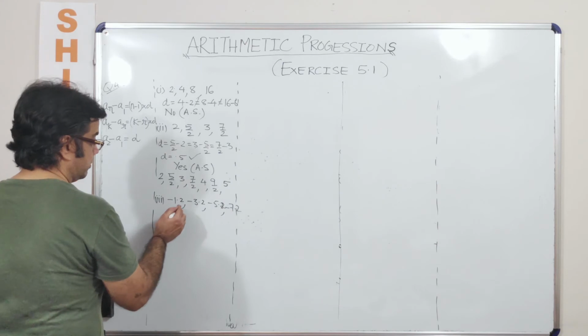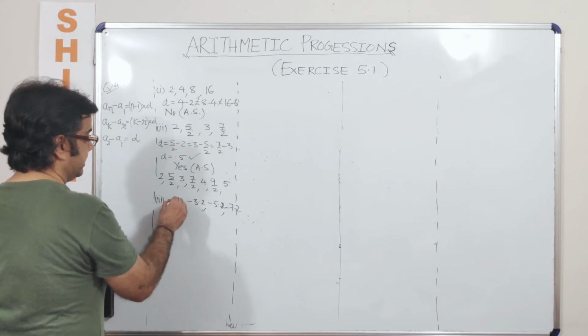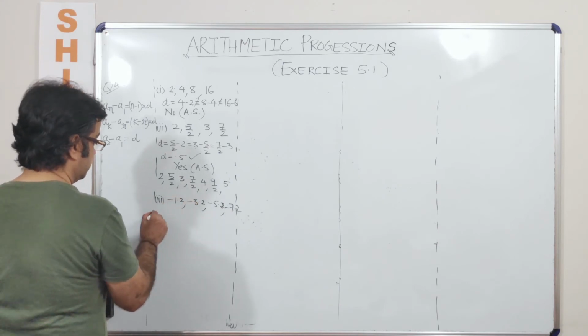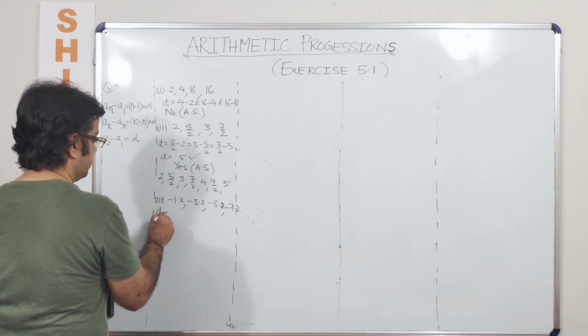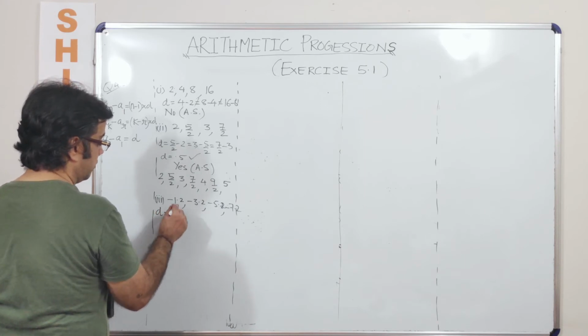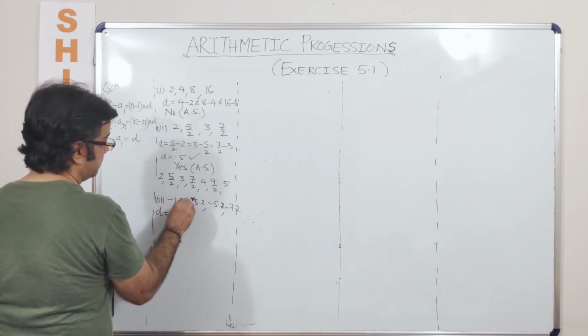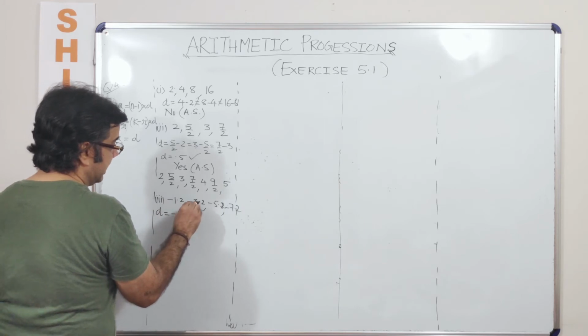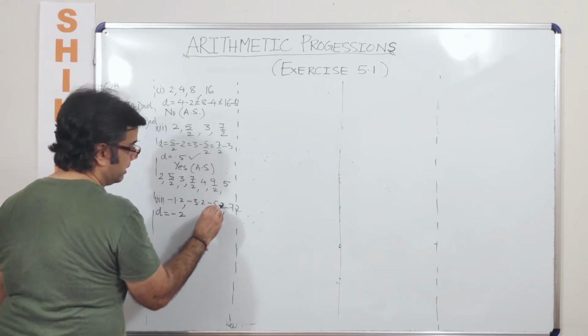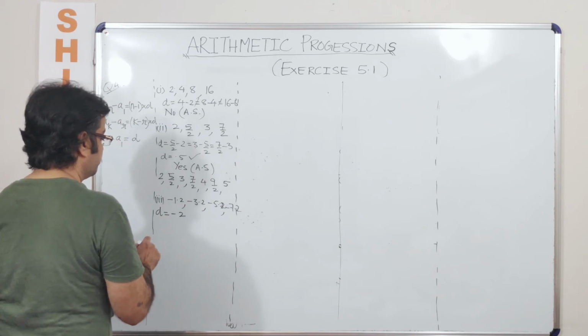Right? So how much can I say if I keep on adding minus 2? What is the common difference? The common difference here I am saying is minus 2. How? Add minus 2 to 1.2, you get 3.2. Add minus 2 to this, you get 5.2. Add minus 2 to this, you get 7.2.